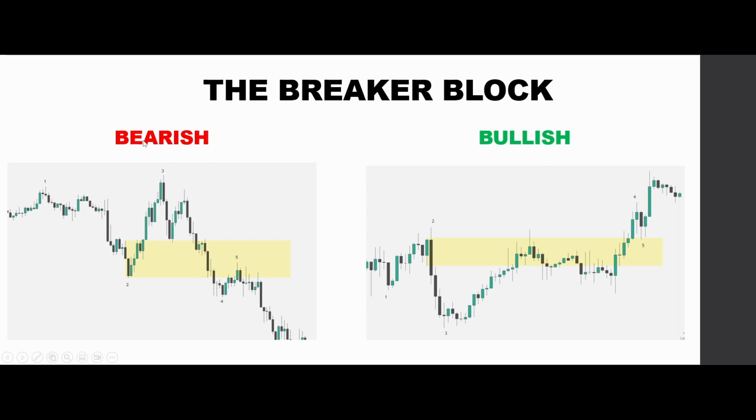Now, a bearish breaker block, we have a high put in, a low put in, and I'm just counting the swings here. I'm ignoring the little swings inside here. We're talking about bigger swings.